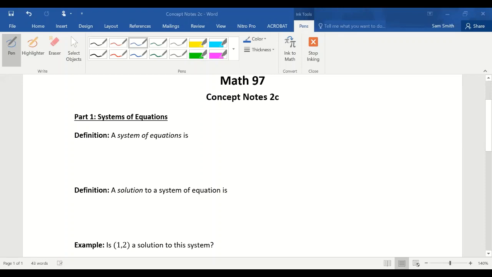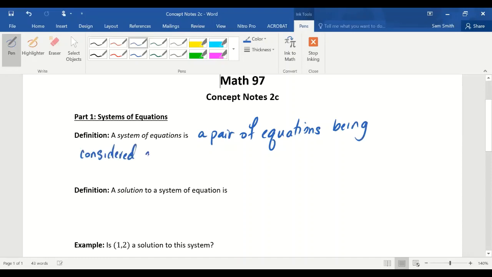So we'll say that a system of equations is a pair of equations being considered at the same time.